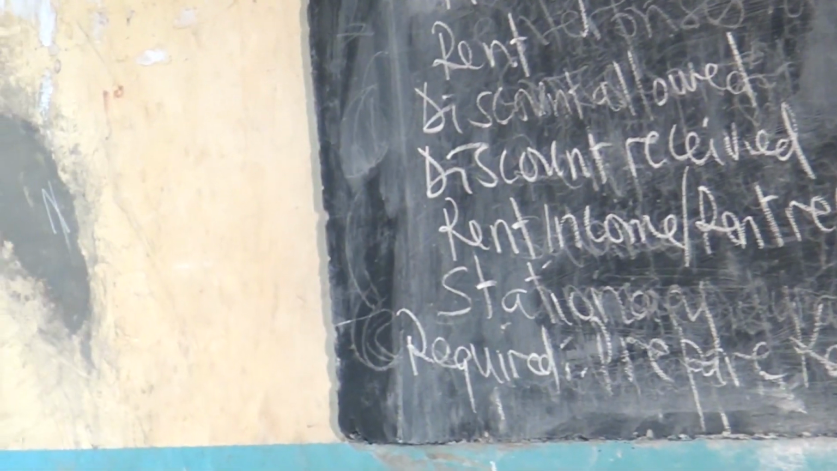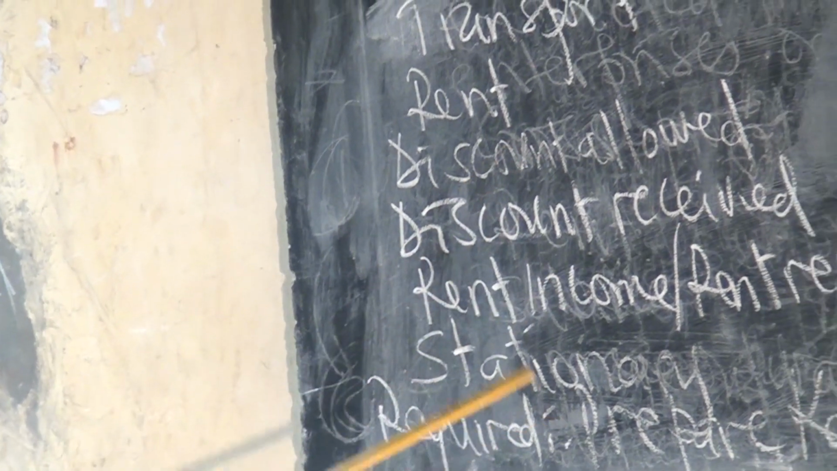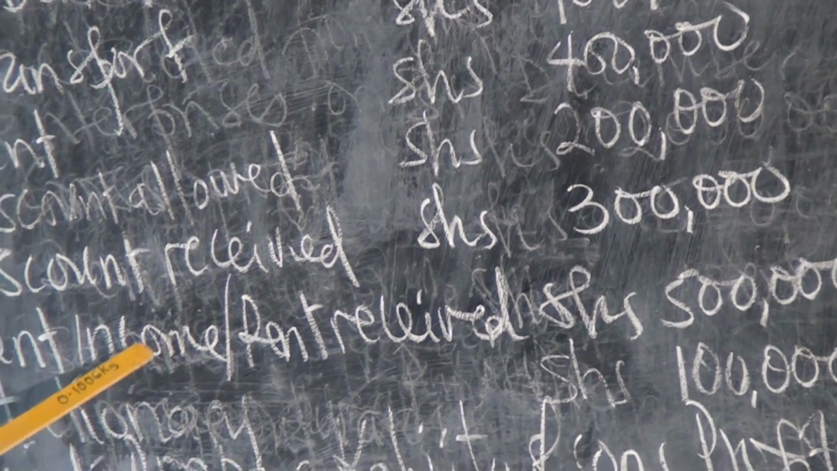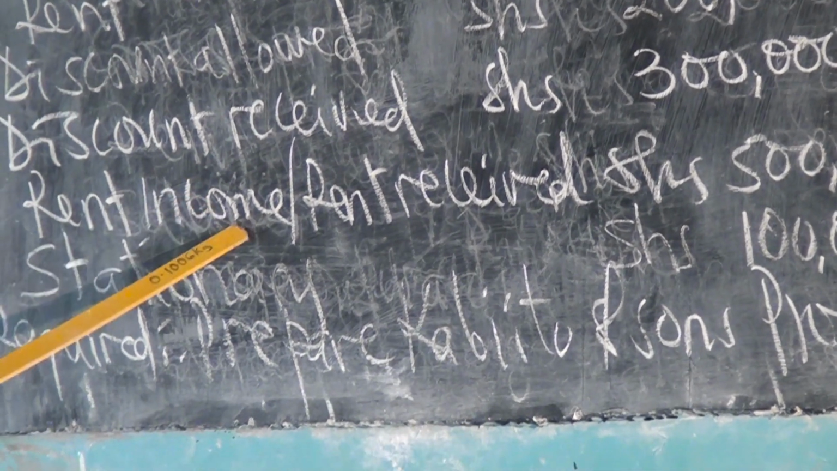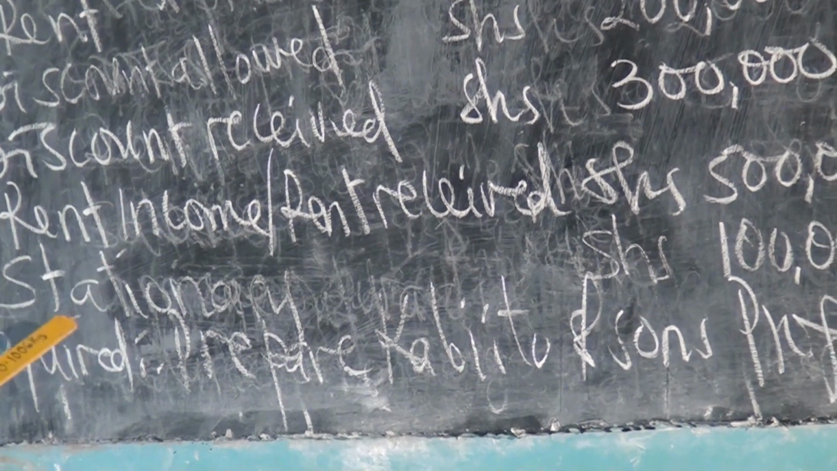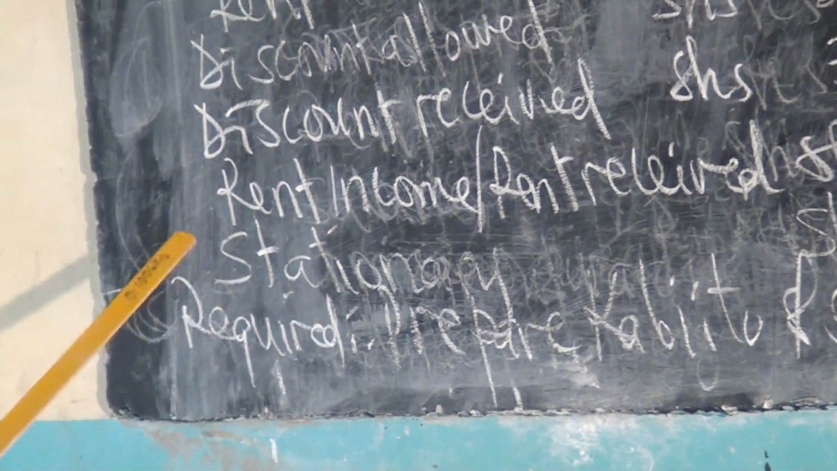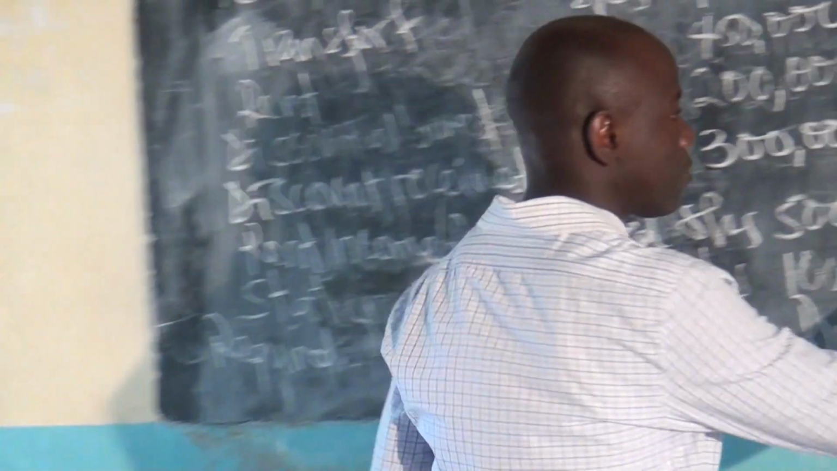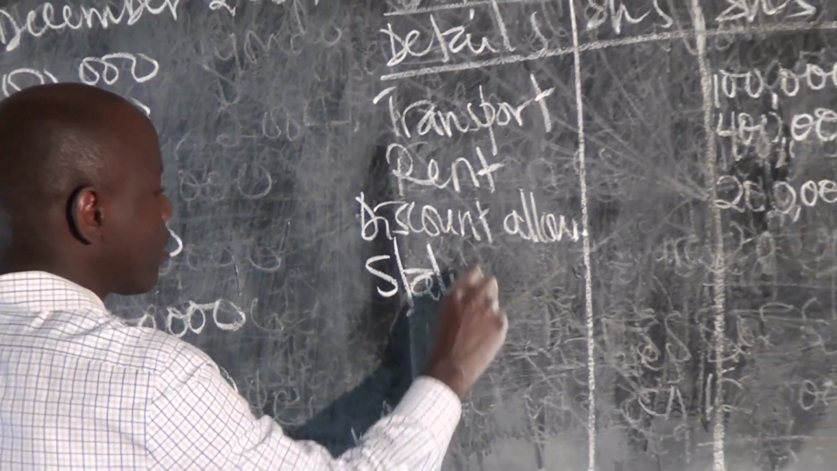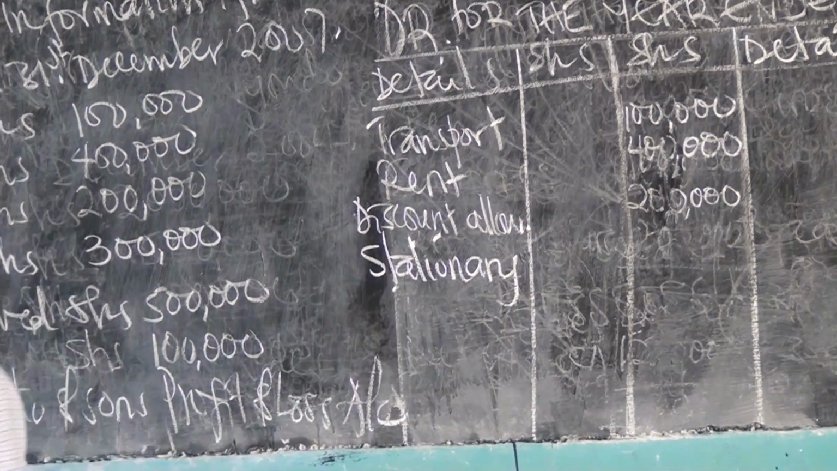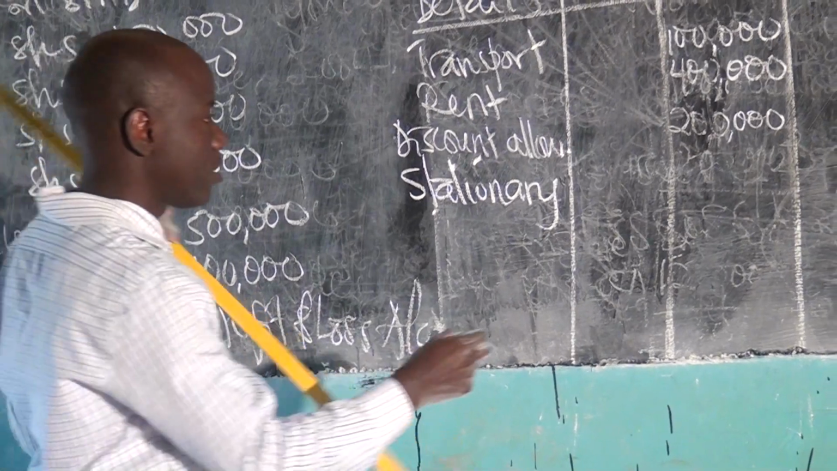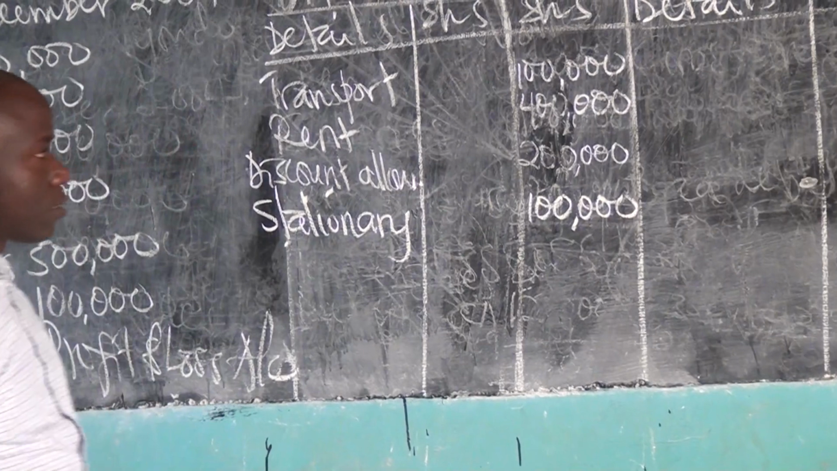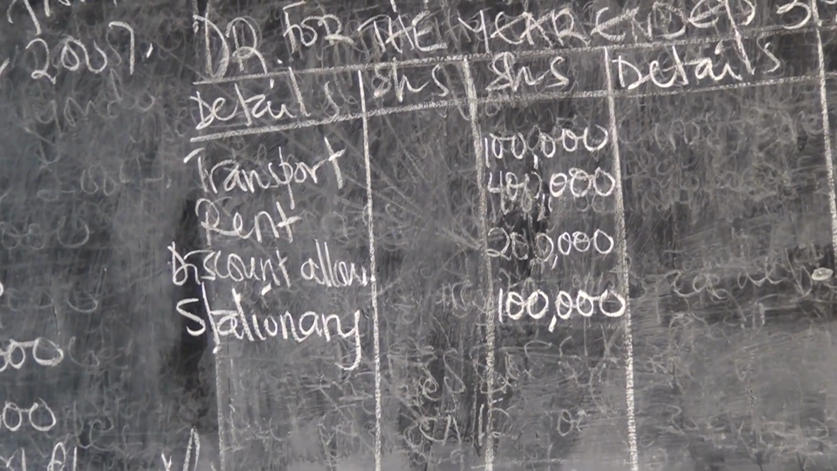This discount received is not an expense, it's an income. We shall take it to the credit side. Rent income is not an expense, it is an income. As is clearly stated here, we shall take it to the credit side. Then stationery is an expense. And stationery we record on the debit side. Stationery, it is 100,000. So that is our side for expenses.